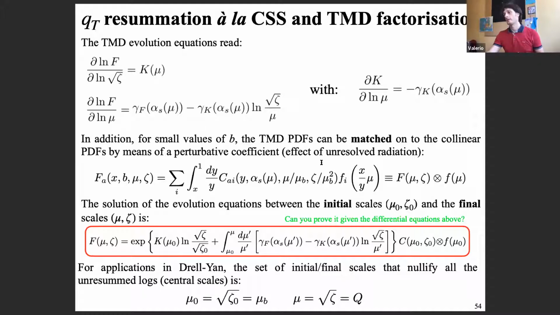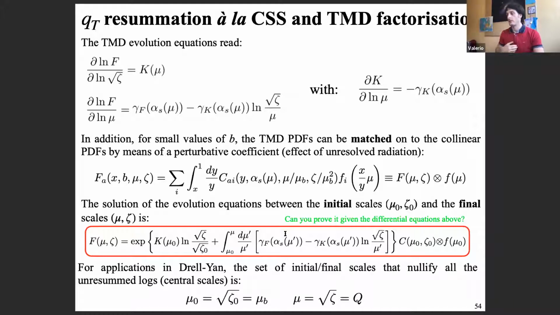Then you also need to take into account the fact that TMD PDFs can be matched onto collinear PDFs. Actually, there is a typo here. This should be C. And then by using the solution of these equations and the fact that TMD PDFs can be matched onto collinear PDFs for values of b small enough, you end up with a solution for the TMD PDFs in terms of collinear PDFs, matching functions and an evolution factor.